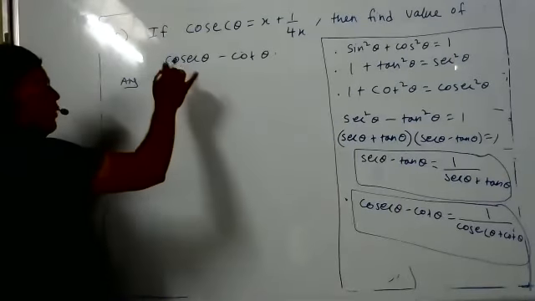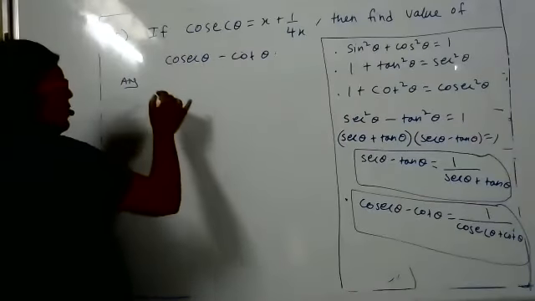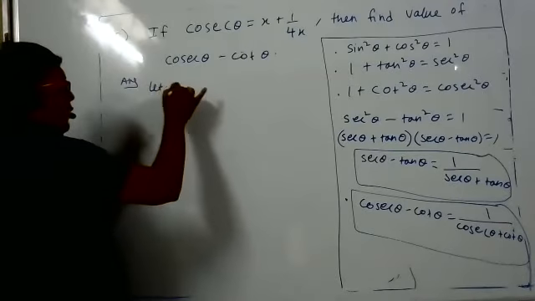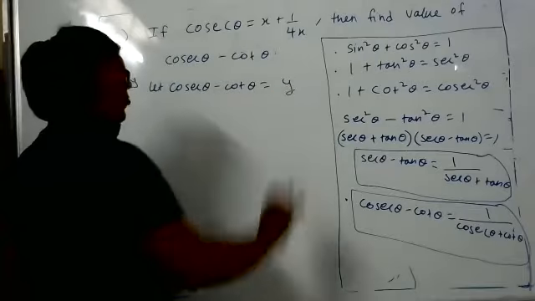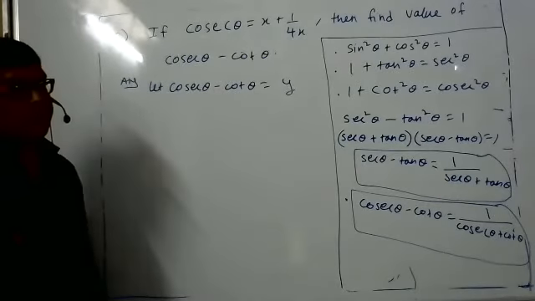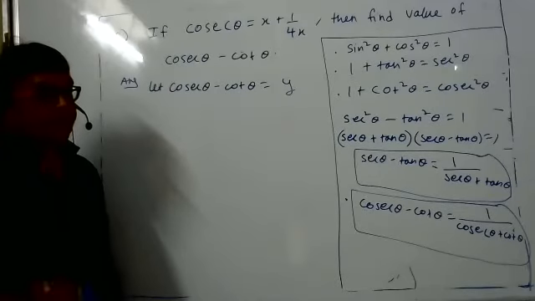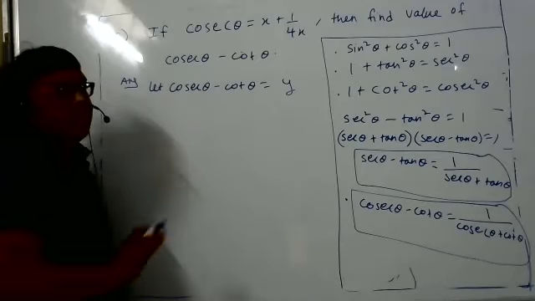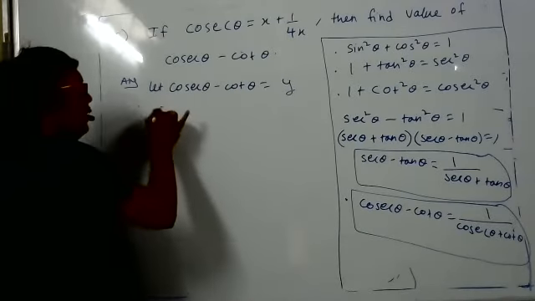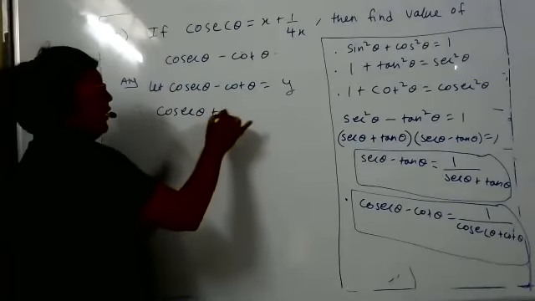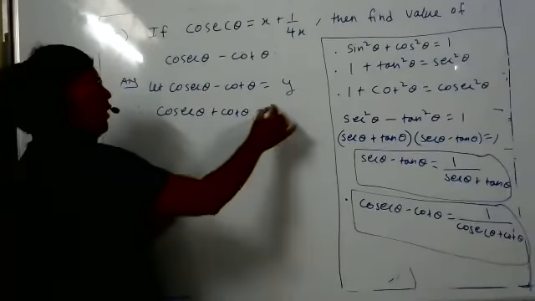Now coming to the question, we have to find the value of cosecant theta minus cot theta. We don't know the value, so let cosecant theta minus cot theta be equal to y. Correct? Yes, sir, we assumed its value as y. Anybody has doubt? No doubts. Therefore, what is the value of cosecant theta plus cot theta? 1 by y, by that identity.